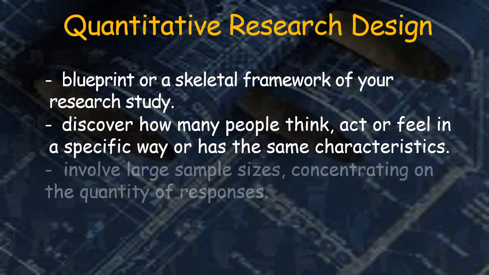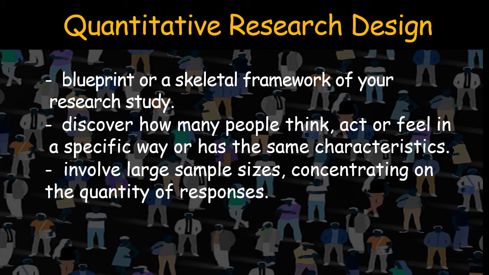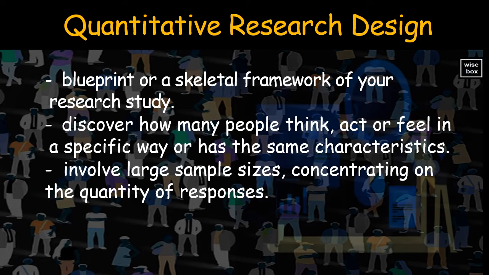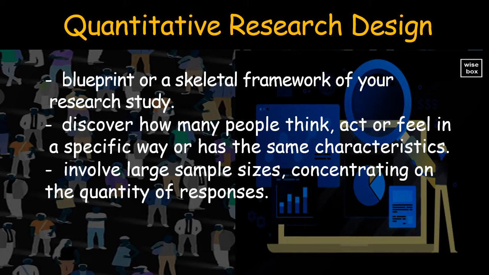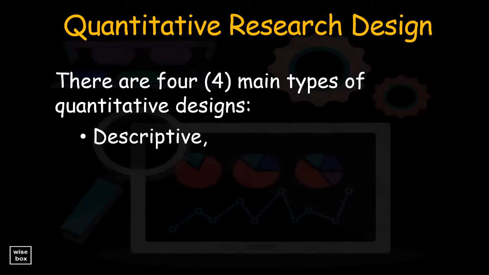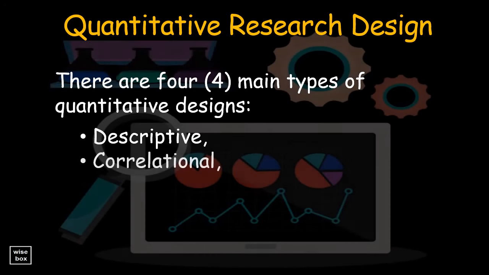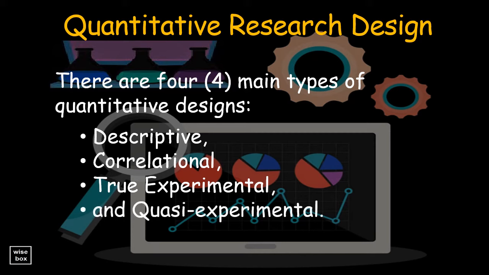Quantitative projects involve large sample sizes, concentrating on the quantity of responses. The standard format in quantitative research design is for each respondent to be asked the same questions, which ensures that the entire data sample can be analyzed fairly. There are four main types of quantitative designs: descriptive research, correlational research, experimental research, and quasi-experimental research.